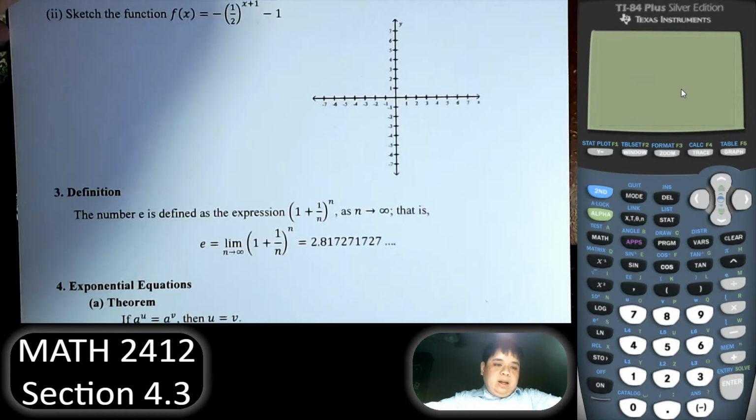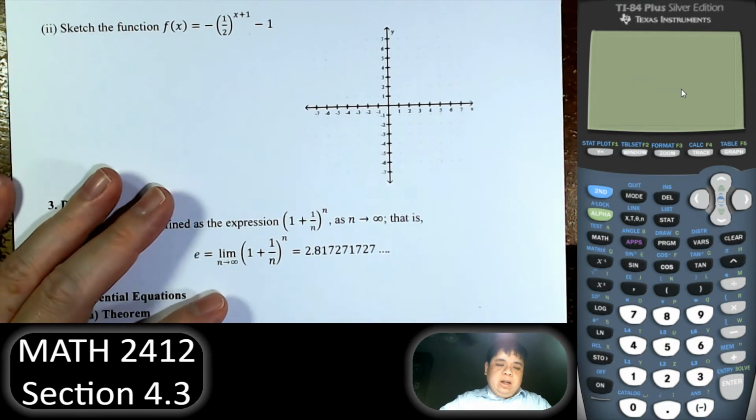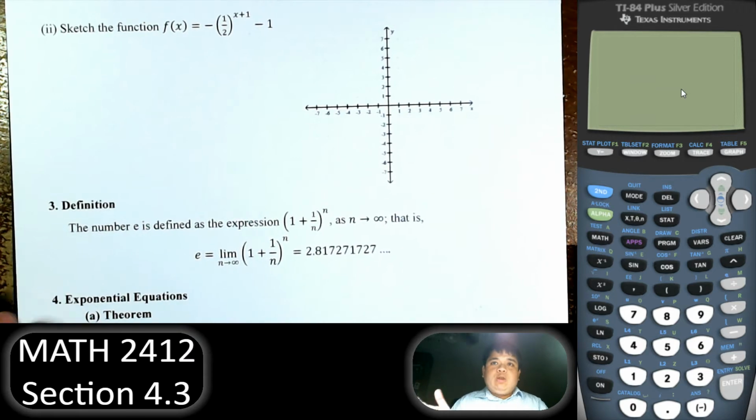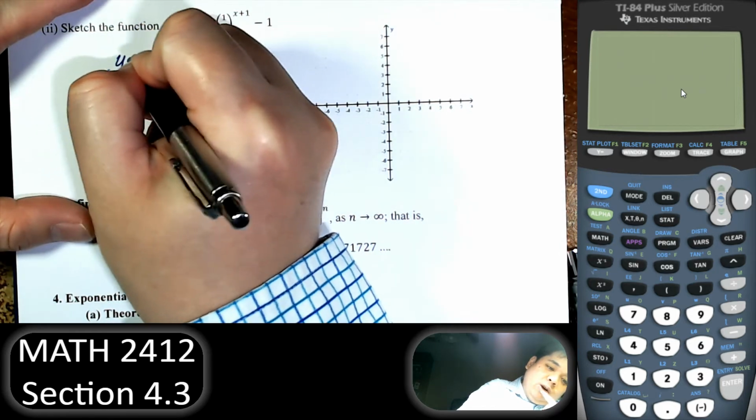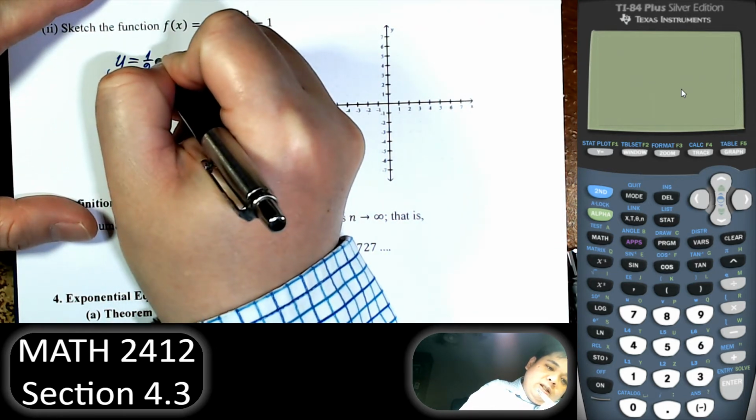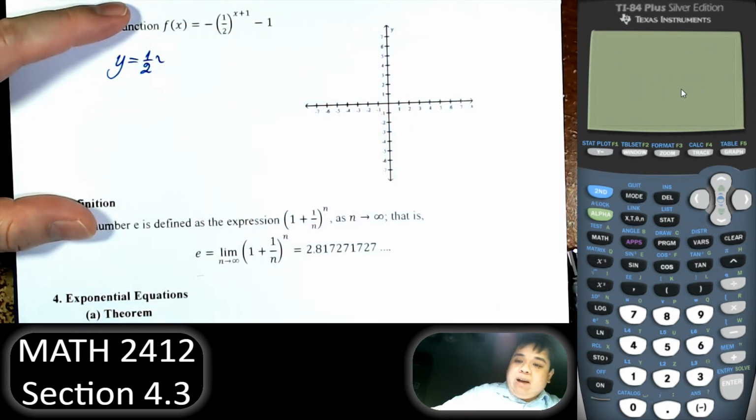Right. Now let's sketch this one. The previous one we have 2 to the x, the base is bigger than 1, which is increasing. Now this one, the base is 1/2, which is less than 1, so it is decreasing. So first we look at the graph y equal to 1/2 to the x power.